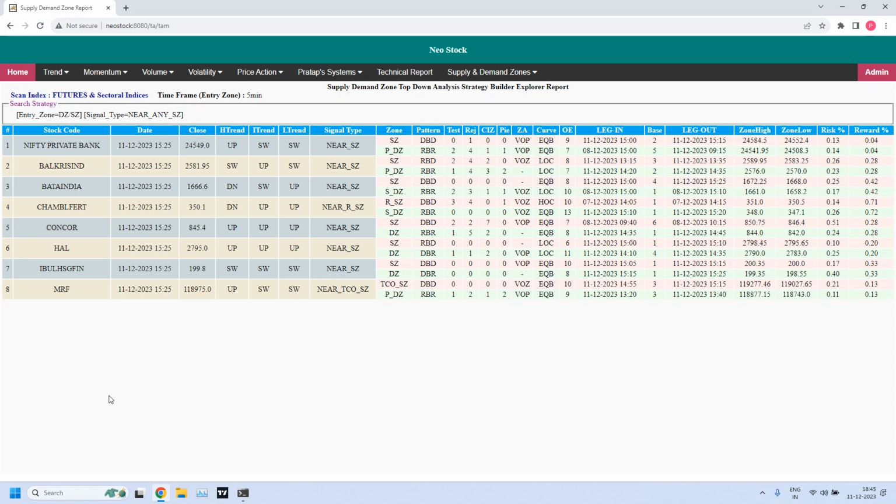So this is about the filtered list for all the time frames, stocks near demand and supply zones. I hope this information will be useful to you for your further analysis.